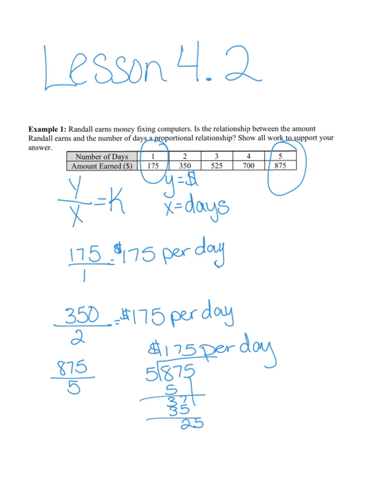Therefore, there is a constant rate of change. The constant of proportionality here is $175 per day, which then we can answer the initial question here, which is: is the relationship between the amount Randall earns and the number of days a proportional relationship? And our answer to this question is that yes, it is, because we have the proof here. We have a constant rate of change.